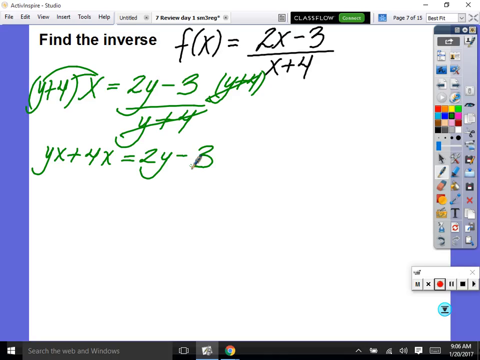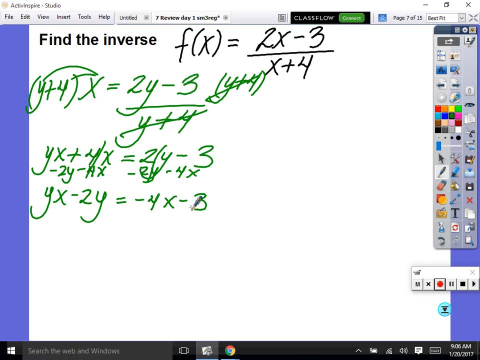So when I subtract 4x, and then when I subtract 2y, can I do 2 steps in one without confusing anybody? So we have yx, so we're subtracting 4x from both sides, right? And we're subtracting 2y from both sides. So over here, we have yx minus 2y, and then that's gone away, equals, that's gone away, and then we have negative 4x minus 3. Does everybody see how I did that?